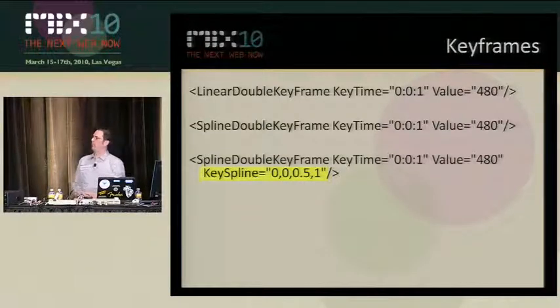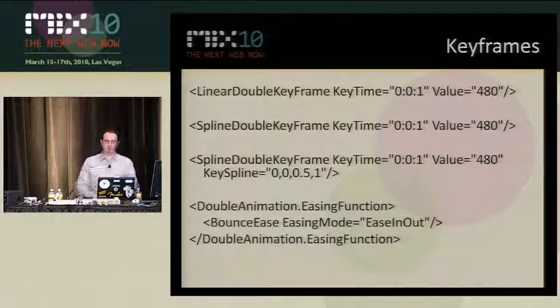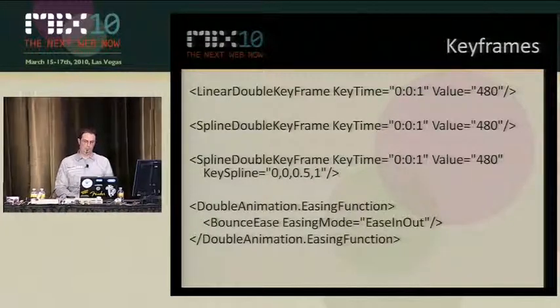And here is a spline double keyframe that includes the key spline property. This gives me some basic easing as I'm approaching and exiting keyframes. The easing function keyframe looks like this, and basically what it does is call out, in this case I'm using a bounce ease, and I'm easing in and out of the keyframes.